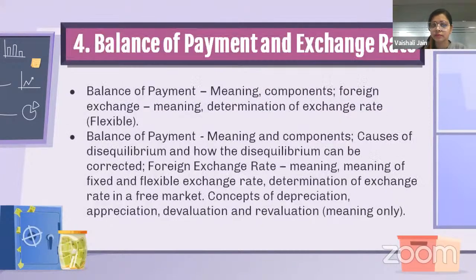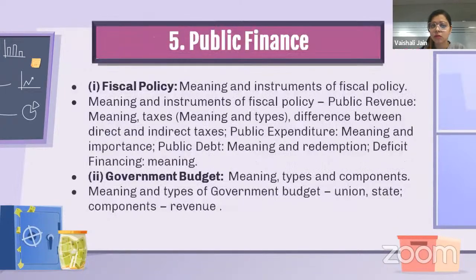Then we have balance of payment, its meaning, components, foreign exchange, meaning, determination of foreign exchange rate. Then balance of payment, its meaning, causes of disequilibrium, how the disequilibrium can be corrected, meaning of fixed and flexible exchange rate system, determination of exchange rate in a free market. Then the concept of depreciation, appreciation, devaluation, revaluation, only the meaning, not the implications or merits and demerits. That is not in the syllabus now.